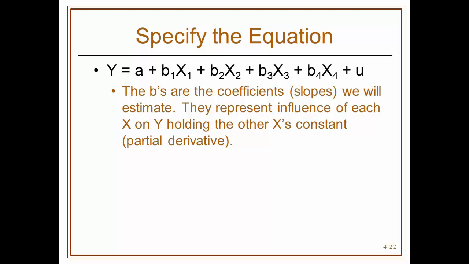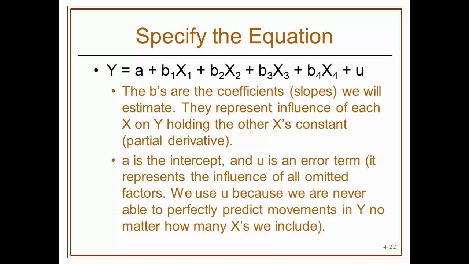So we can think of each individual B coefficient there, B1, B2, as basically partial derivatives, if you know what that means from calculus. The A is an intercept term, and we mentioned what that means before. Again, the u is this error term that's supposed to capture the influence of all of the other factors that we haven't included.